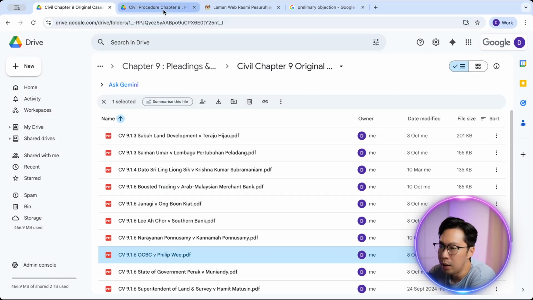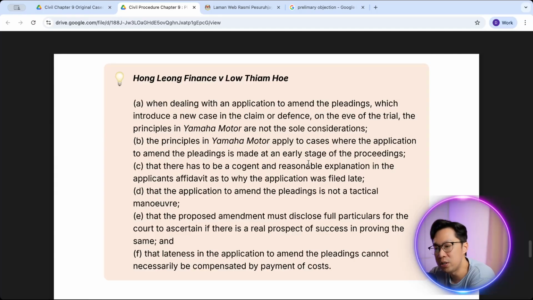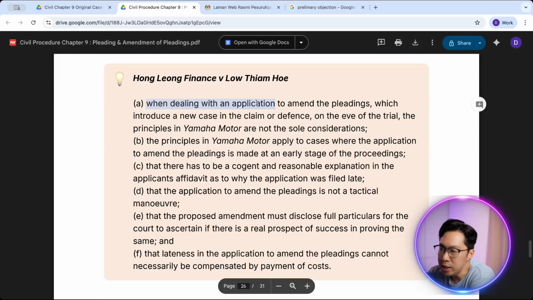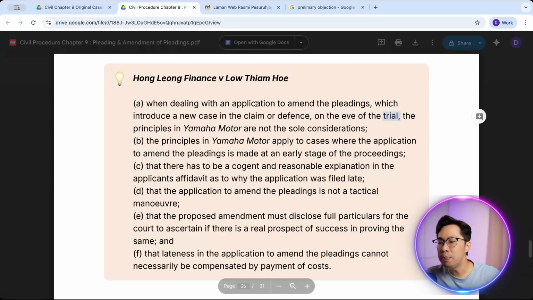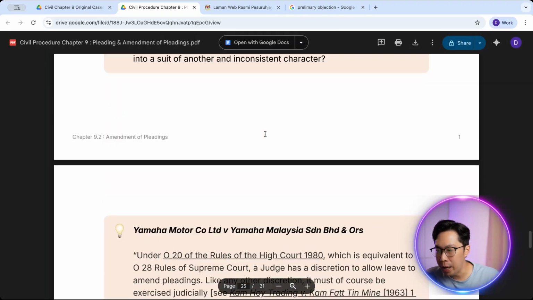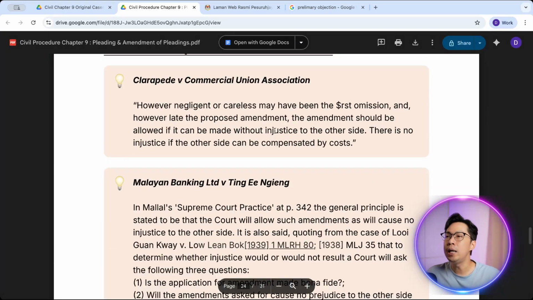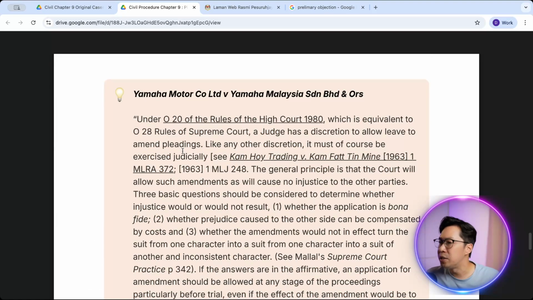Yeah. Then comes the case of Hong Leong Finance. Hong Leong Finance goes one step further. It says that when dealing with an application to amend a pleading which introduces a new case in the claim or defense on the eve of trial, meaning a day before the trial, the principles of Yamaha are not the sole consideration. Yamaha and Malayan Banking is where you amend early in the trial. So the general starting point is always Clarapede and Commercial Union. Malayan Banking, Ting Yin Yang or Yamaha is to amend the pleading or writs early in the trial.